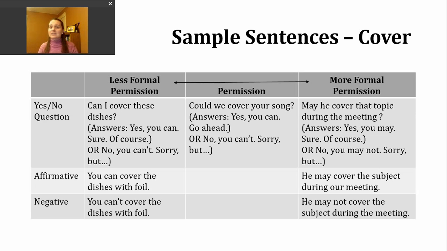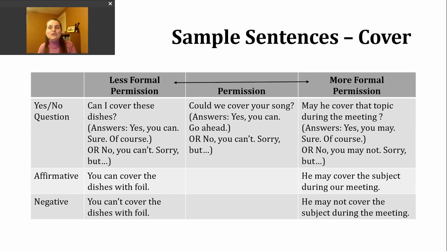And again, we can say, yes, you can. You could answer, go ahead. What you should notice here is we're not using could in our answer. Okay? That's important to remember. We can also say no to someone's request for permission, right? So you could say, no, you can't, sorry, but, and then you give a reason. You're going to notice here, we are not using could to make affirmative or negative sentences that give permission.